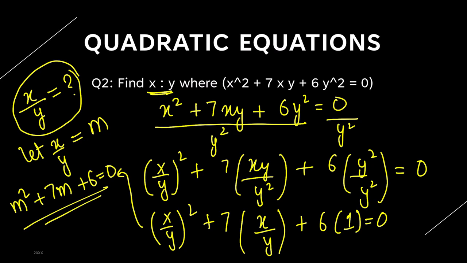If you are able to find the value of m, then you are able to find the value of x/y. And since m has two values, x/y will also have two values. I hope this is clear.